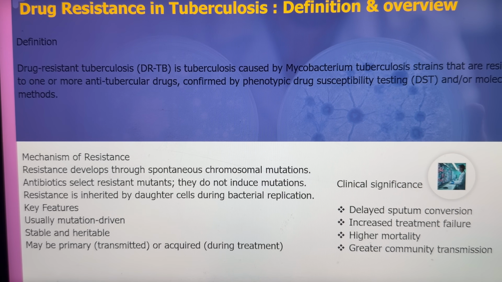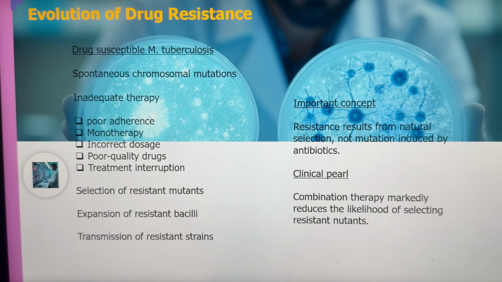Now that we understand what drug resistance is and how it develops, let us move on to the different types and classifications of drug resistant tuberculosis, which form the basis of current WHO treatment strategies. Now, let's see how drug resistance actually evolves.